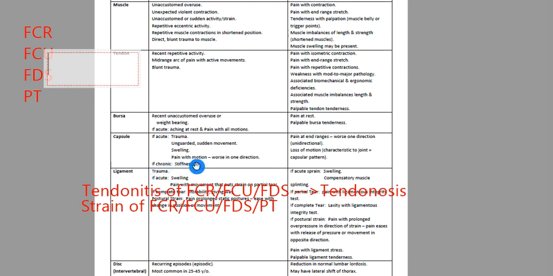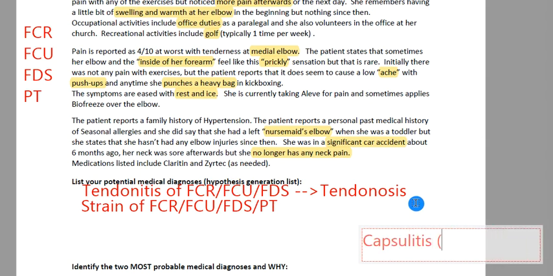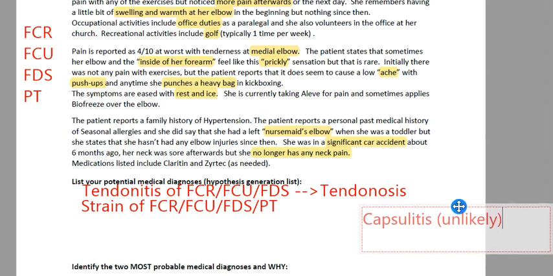Stiffness is not necessarily reported because we're chronic. Is there pain in one motion? Unguarded, swelling, trauma, so the acute things. But at this point, the patient's not complaining of stiffness. So I would go back here and I would say something like capsulitis as being unlikely, and I would not list that as a probable diagnosis. So that would be really limited, unlikely there.